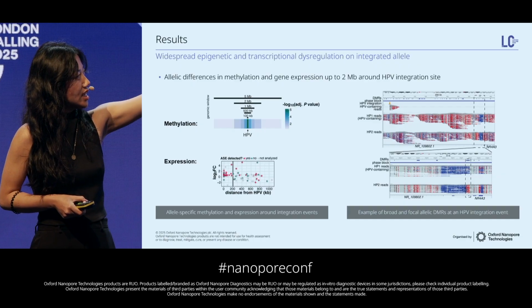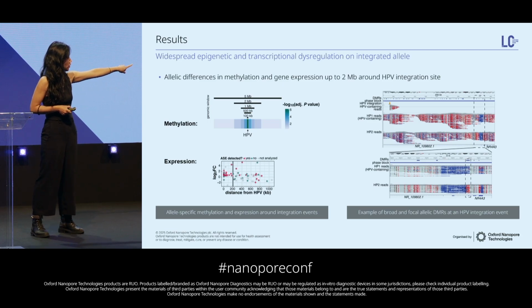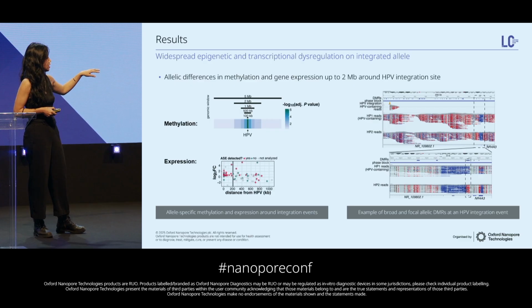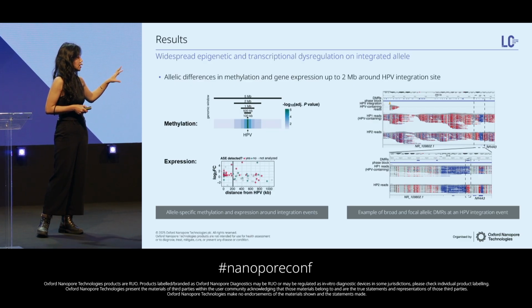On the top, we see the HPV-containing allele, and you see that it's generally hypermethylated compared to the other allele, but there's this focal region of demethylation, and in particular, one differentially methylated region overlapping the second exon of this NRA43 gene. And in this particular sample, we also saw very high upregulation as well as allele-specific expression of this gene.